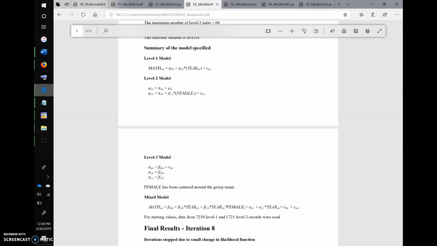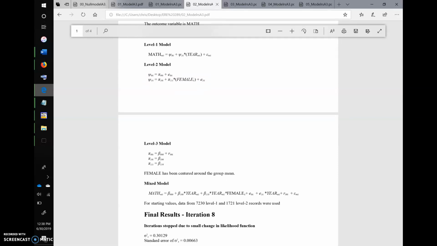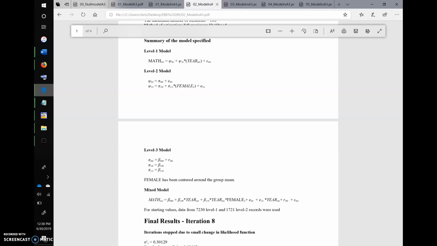When we looked at another model that you ran, we found that we again have our three levels. We have year again as a predictor, but this time we're running female as a slope at level 2. So we're looking at the interaction between year and math achievement.